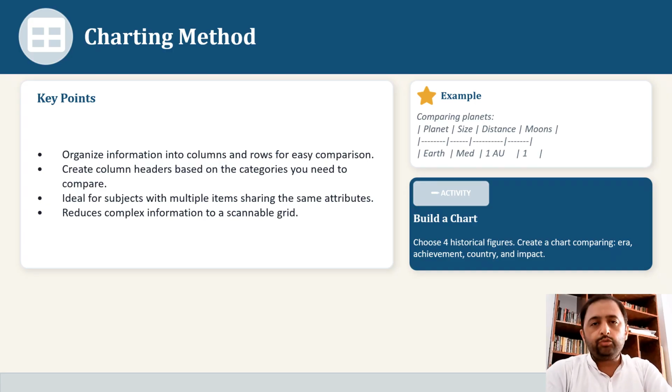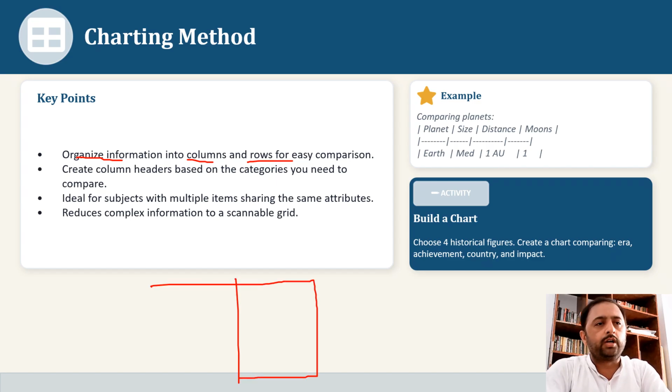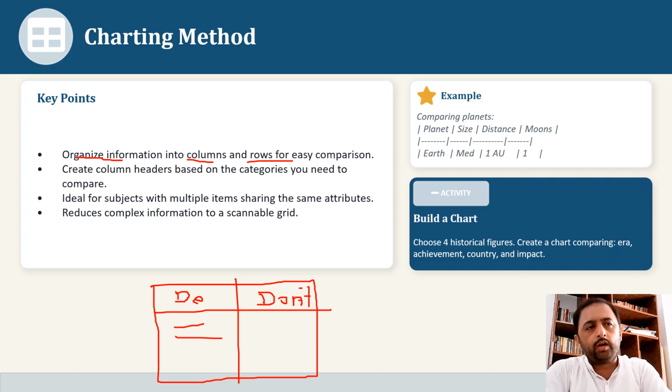Now, the fourth one is the charting method. In the charting method, you organize information into columns and rows for easy comparison. Create column headers based on the categories you need to compare. For example, I am going to make here a simple chart, okay, and I say here do and don't. So you can write here what you have to do and here what you have not to do.